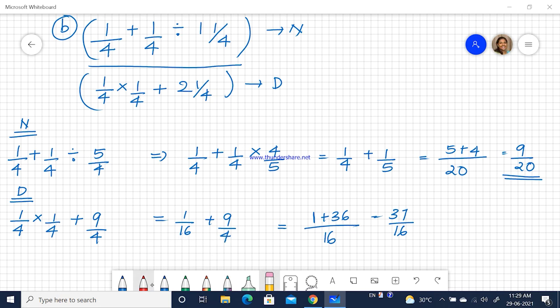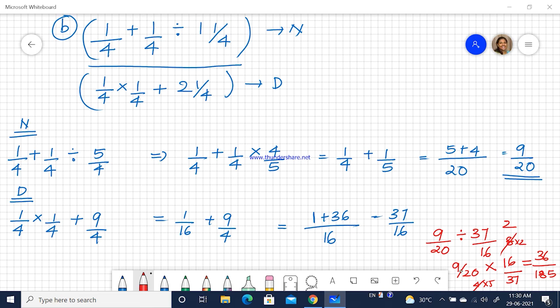So we'll write 9 by 20 divided by 37 by 16. So this can be converted as 9 by 20 into 16 by 37. So this whole expression can be cut short as 36 by 185. This is 8 into 2 and this is 4 into 5. So divide. So here it is 2 and 5. So 9 into 4 is 36, 36 by 37 into 5, that is 185. So this is the expression.